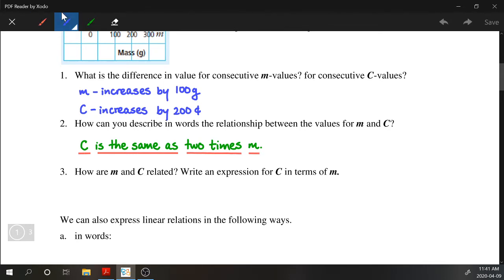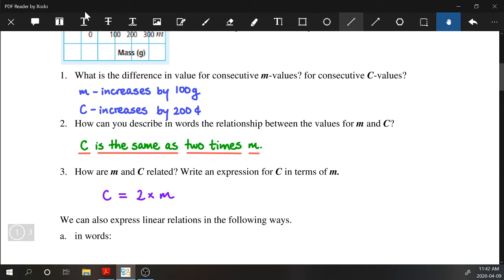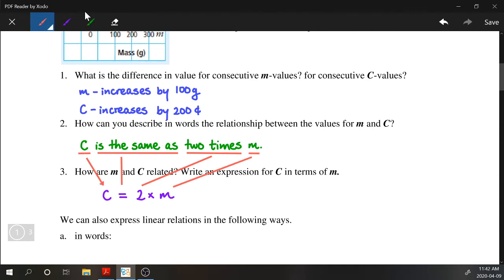So the letter C, of course, stays the same. Is the same as, in mathematics, just means equals. 2 times would just be 2 times, multiply, and then M. So you can see that each part of our statement corresponds to a part in our mathematical expression or equation in this case. C is the same as, or equals, 2 times, and then M. So now you can also treat the 2, of course, as just a coefficient in front of the variable M. So C equals 2M is another way of writing this. It's a little bit cleaner, a little bit more concise.